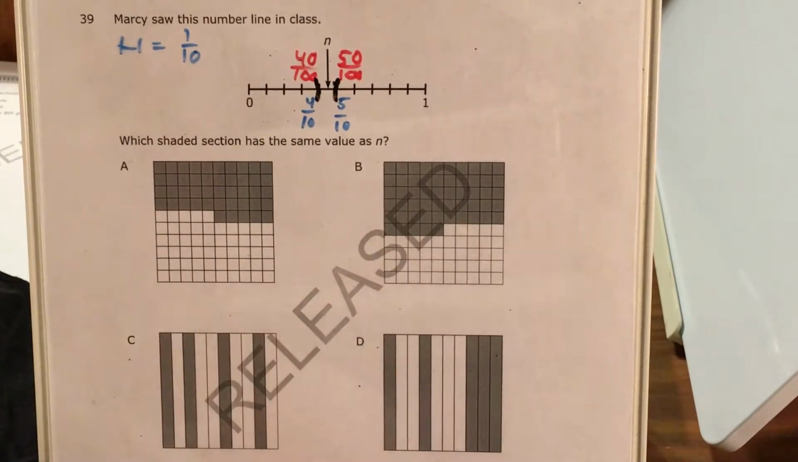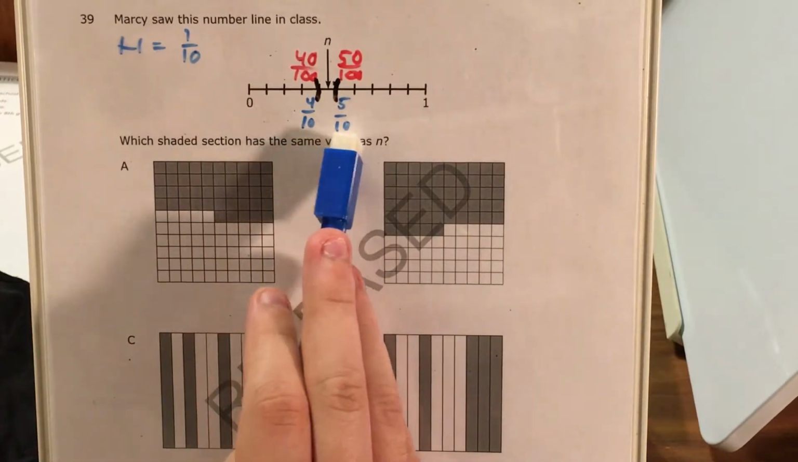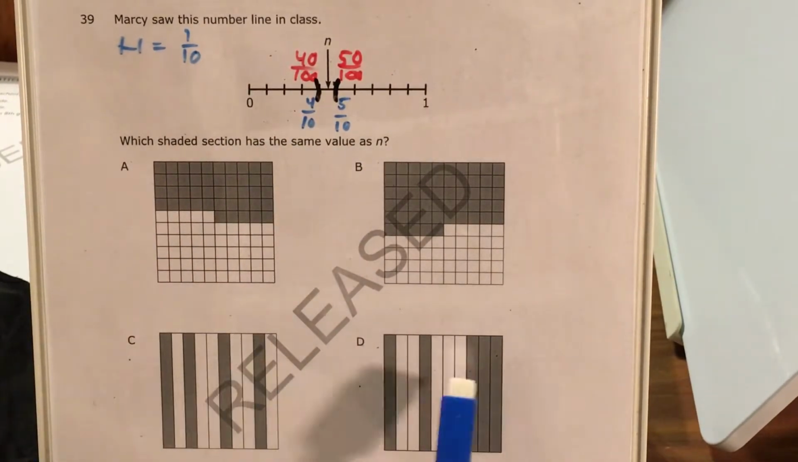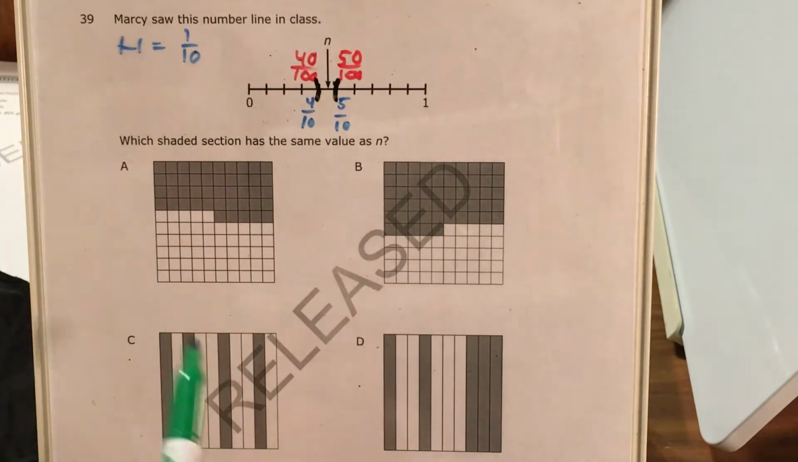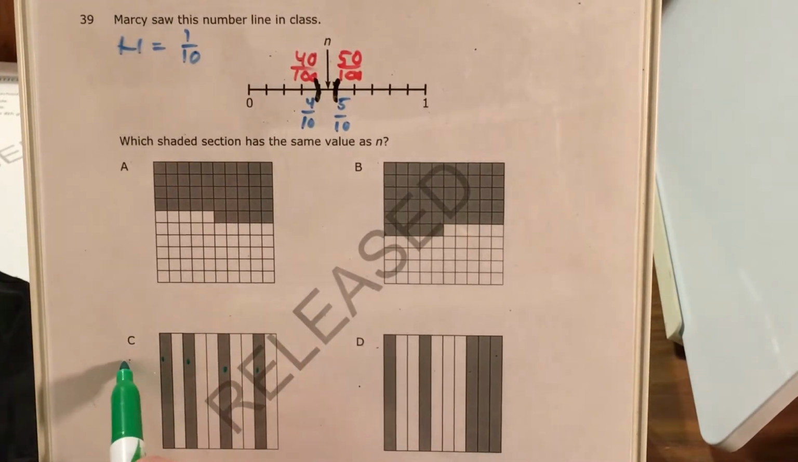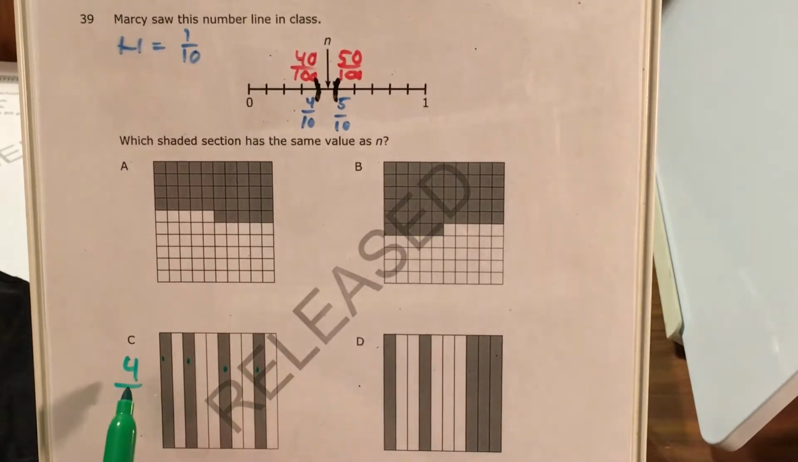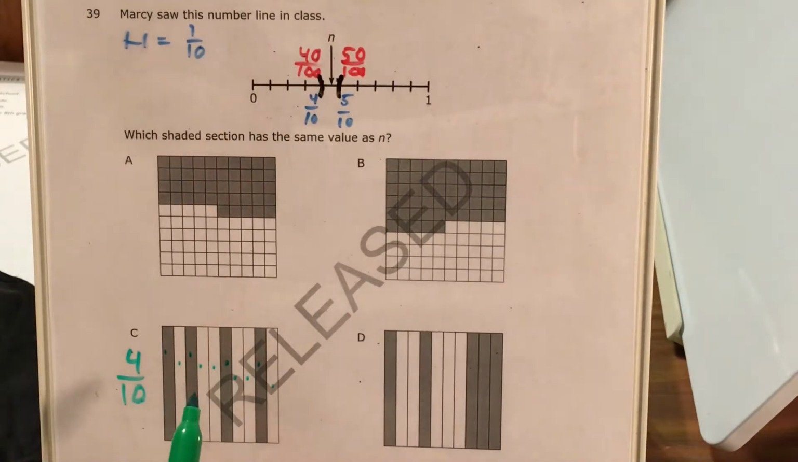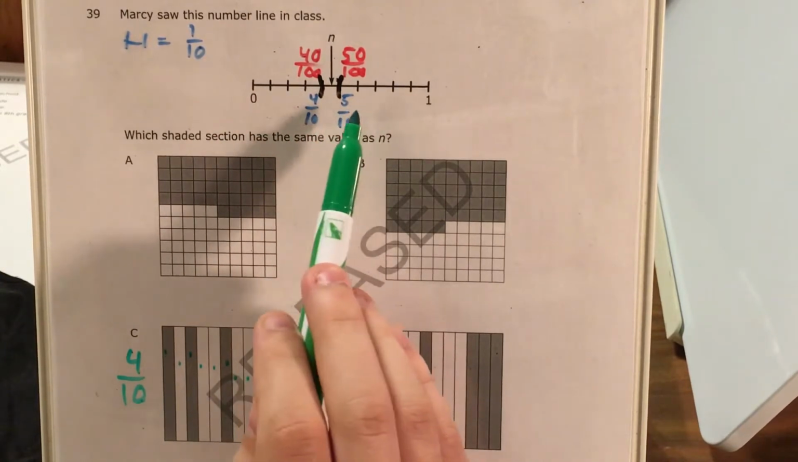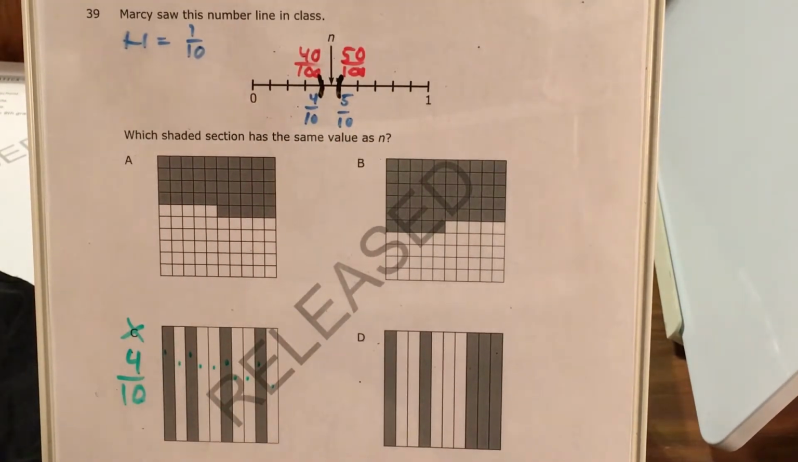Alright, so now I need to look at my shaded sections and see which one could go between 4/10 and 5/10. And I'm going to start with C and D, because these are tenths. They're easier to count. Sometimes it's better to take the answer choices in order of how easy they are rather than just A, B, C, and D. So for choice C, if I'm looking for my shaded sections, I've got 1, 2, 3, 4. So I'm going to make a fraction, and my numerator is going to be 4 out of 5, 6, 7, 8, 9, 10. Alright, so C is 4/10. We were looking for something between 4/10 and 5/10. So C is not going to be our answer.